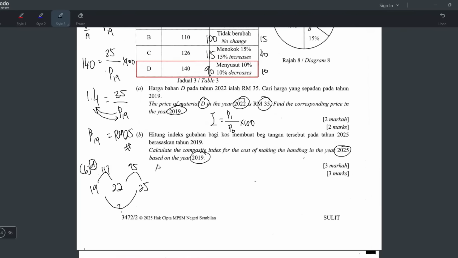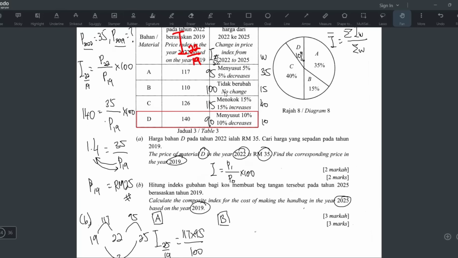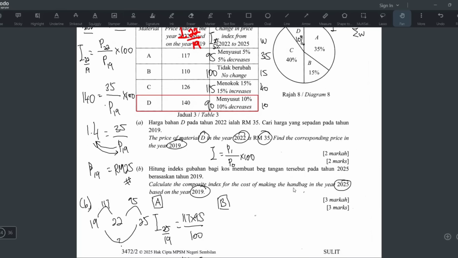And then nak cari bawah. So for A, the price index for 2519 will be yang bawah sini. So the formula is always yang bawah sama dengan atas darab atas bahagi 100. So 117 times 95 divided 100. And then you will get the answer here is 111.15. But of course you have to do the same thing for B, for C, for D. And then only you can use the composite index formula.